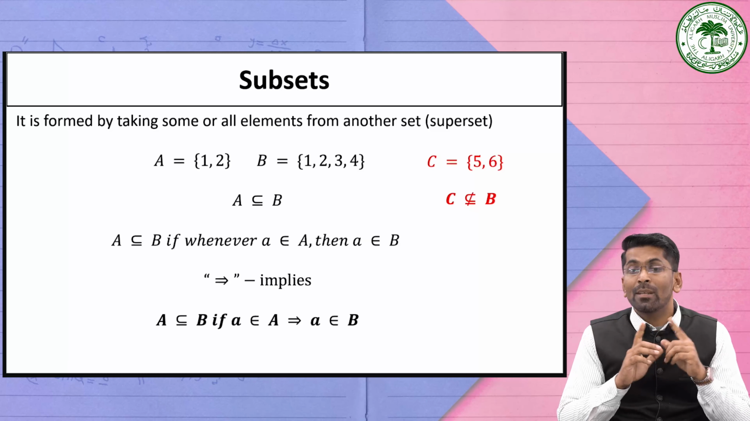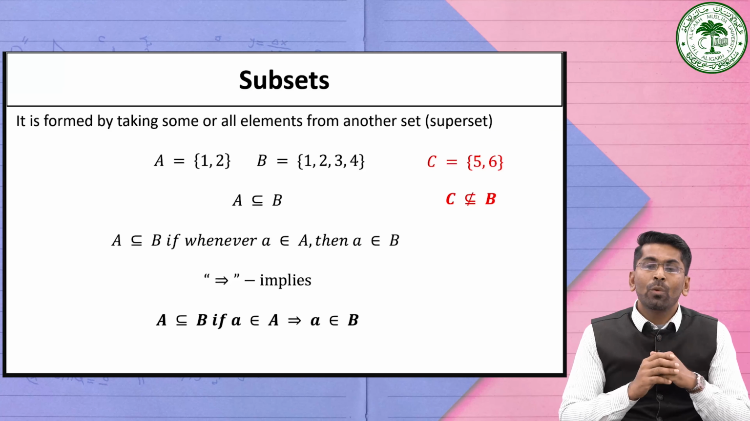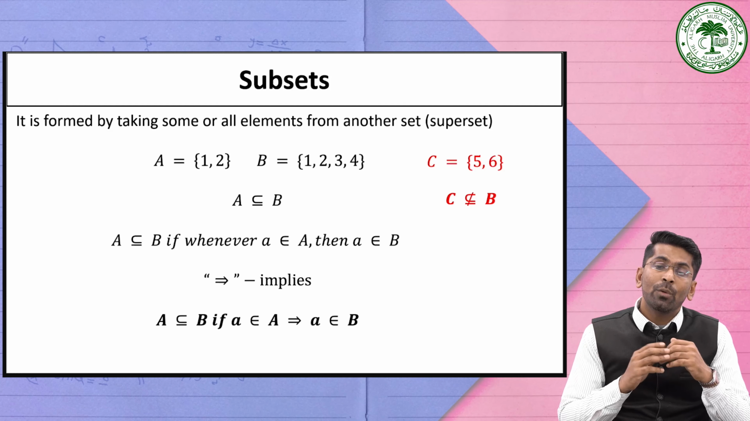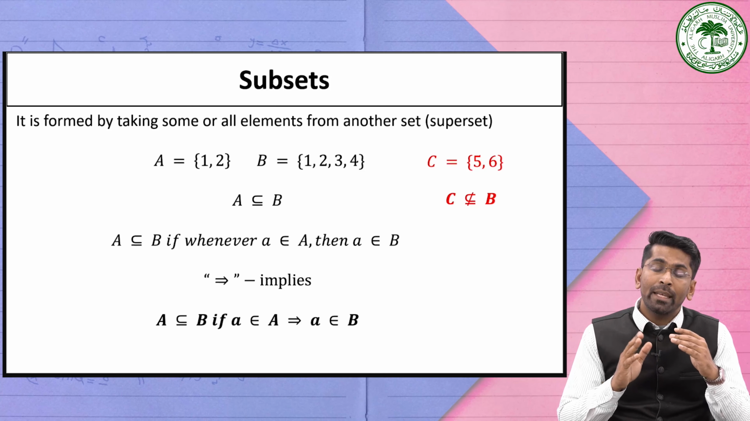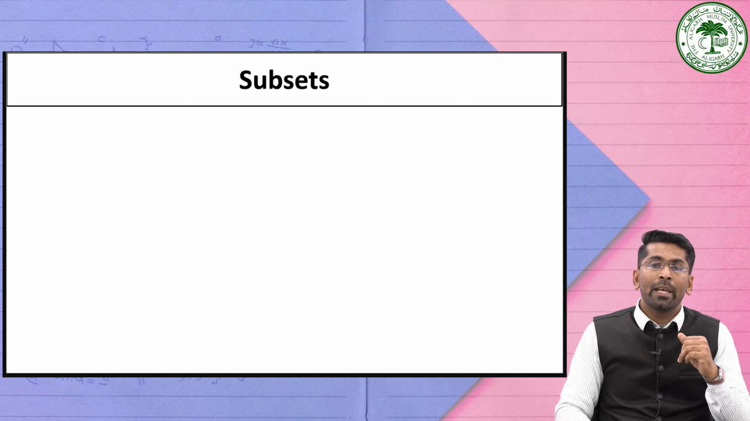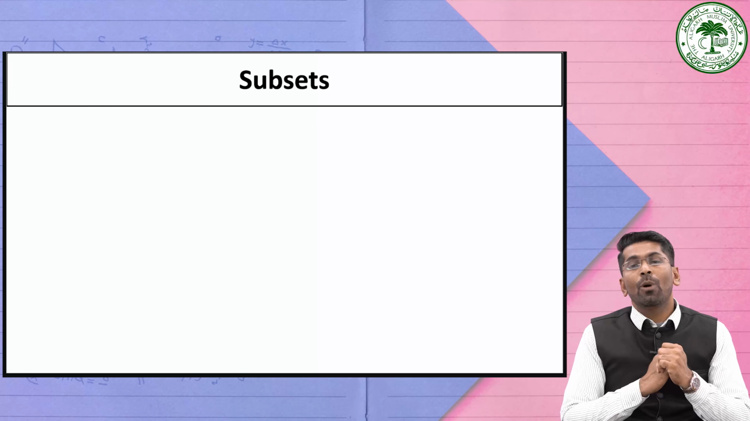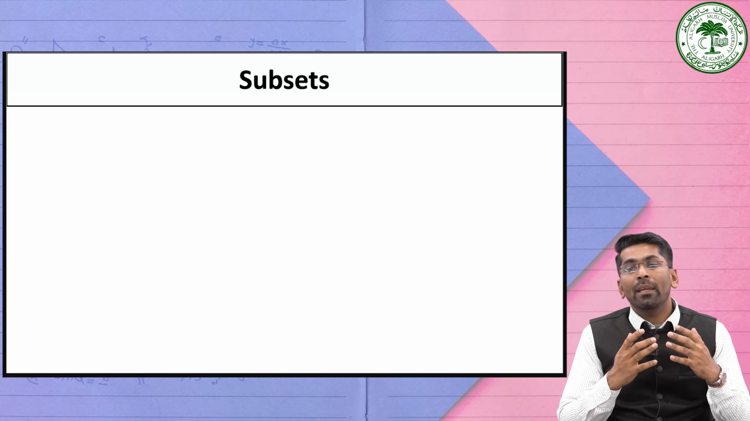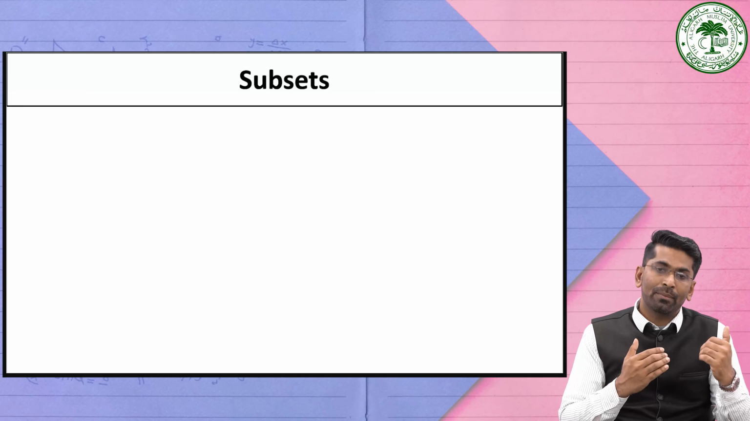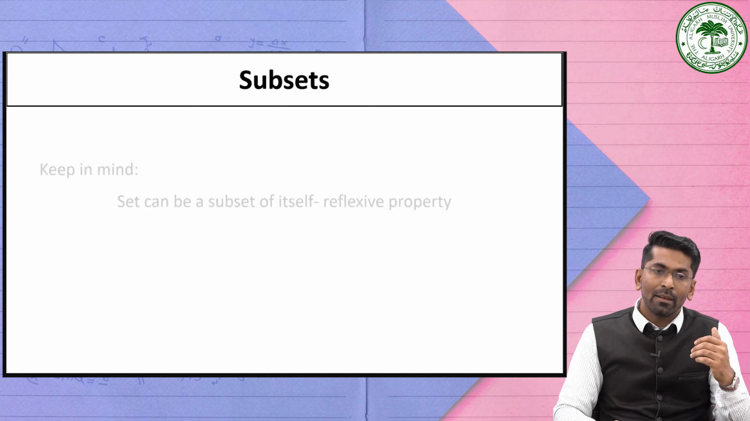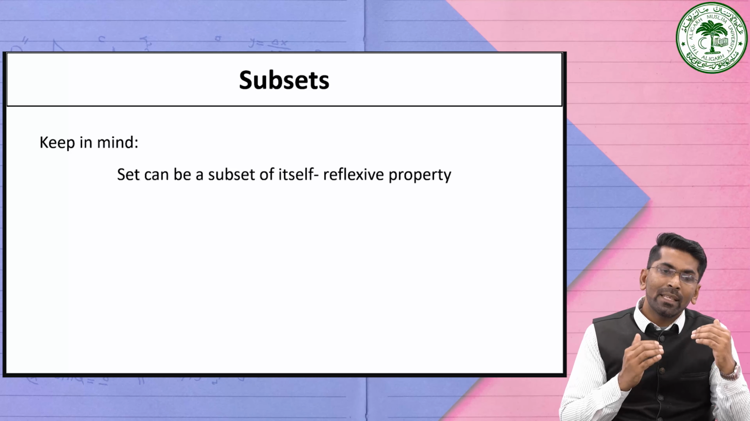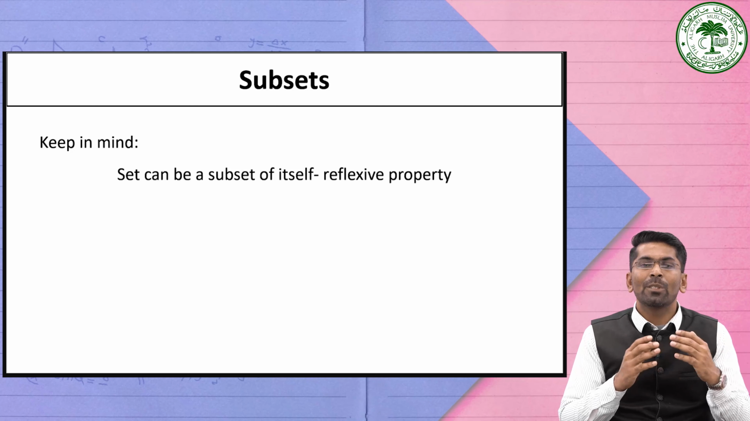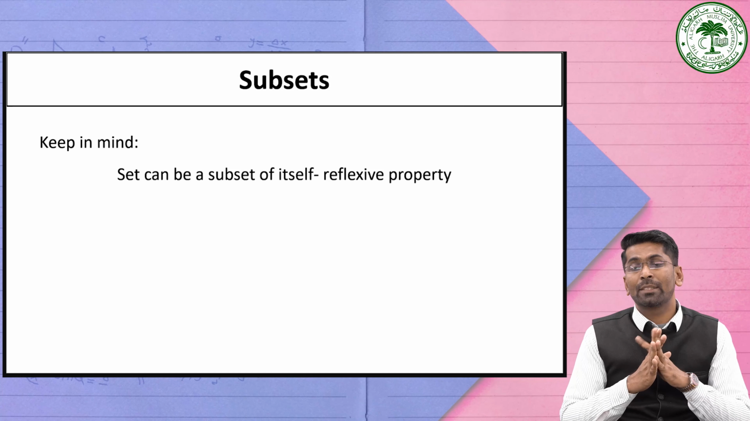That other set is considered the superset. And we use the symbol ⊆, as in A ⊆ B, to denote that A is a subset of B. Now, it is important to note that a set can be a subset of itself. A set can be a subset of itself, which is also known as the reflexive property.